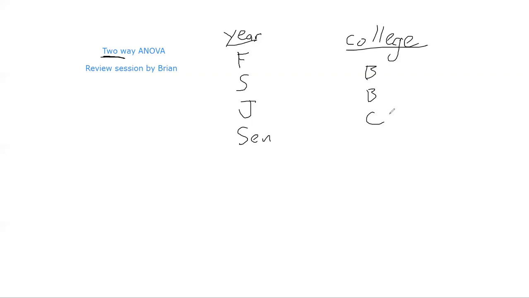So in other words, maybe at Bates, first years love the food more than the other three, and at Bowdoin, the seniors love the food more than the other three. And so the fact that there's not just differences among the class years, but those differences are different between the different colleges, that would represent an interaction.